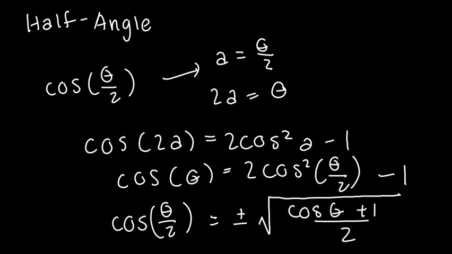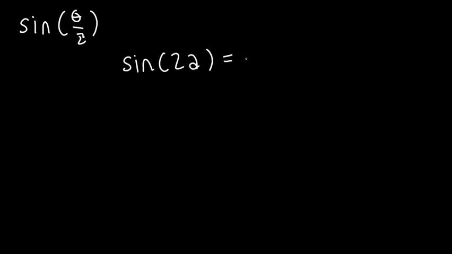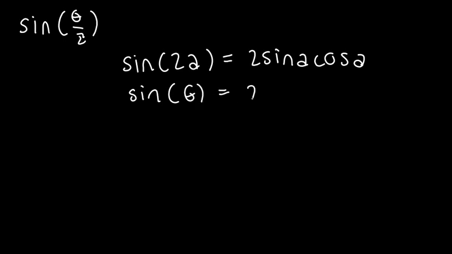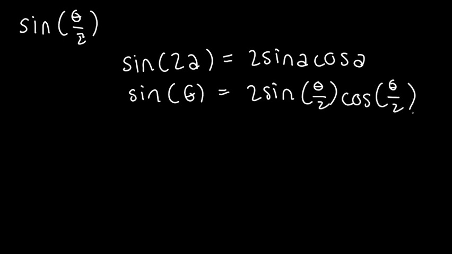And then we can also get our sine in the same manner. So sine of theta over 2, if we were to take the same plugging in, we get sine of 2A is equal to 2 sine A cosine A. And so we get that sine of regular theta is just equal to 2 sine of theta over 2 times cosine of theta over 2.